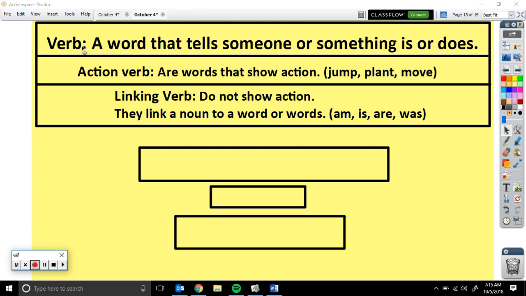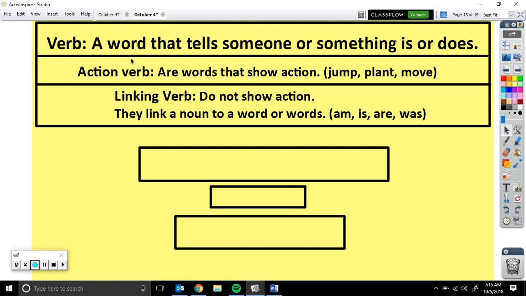So again, a verb is, sorry, let me move my mouse. A verb is a word that tells someone or something is or does. And we'll go more into that in a moment. So a word that tells someone or something, that's me or you, what it does or what it is.